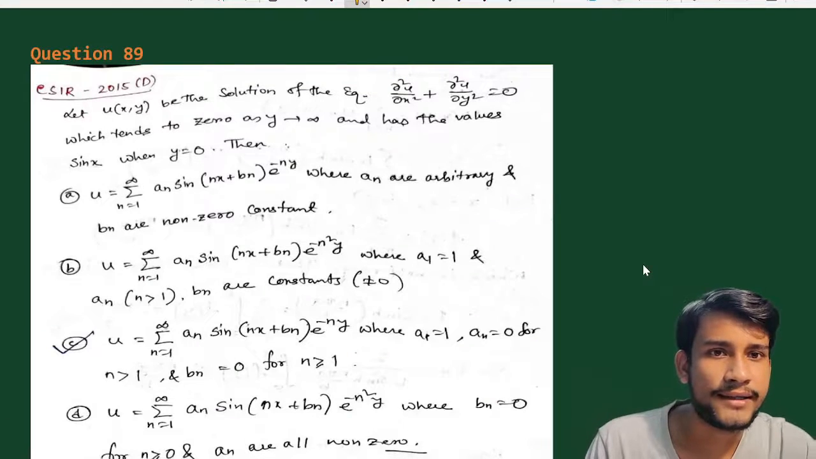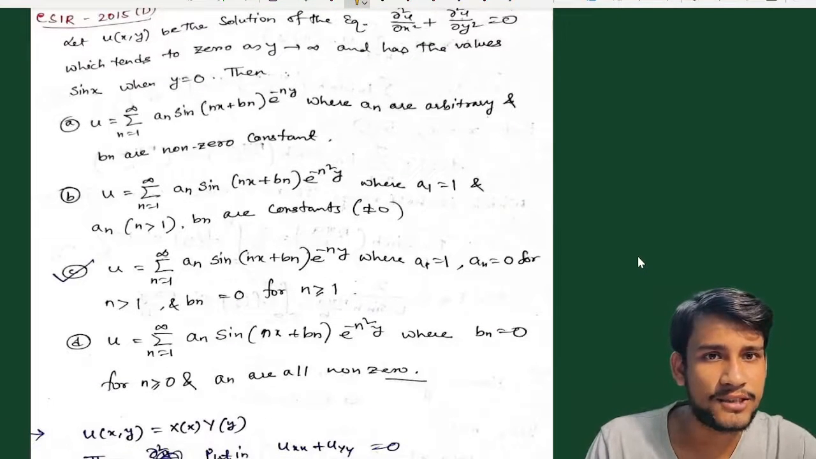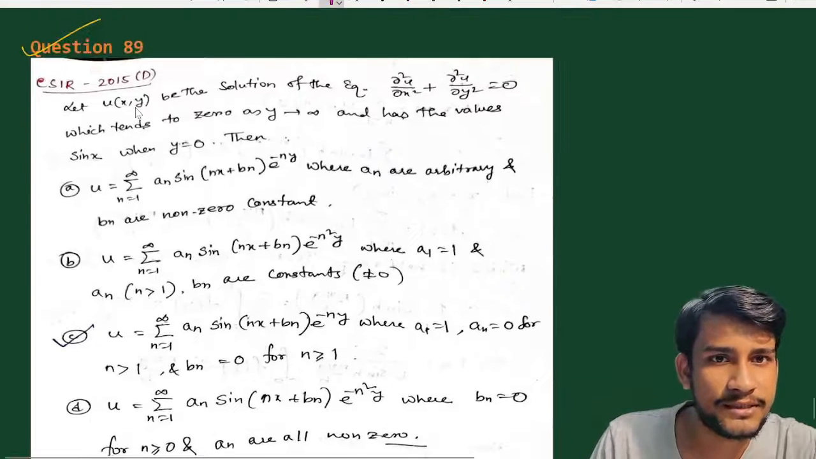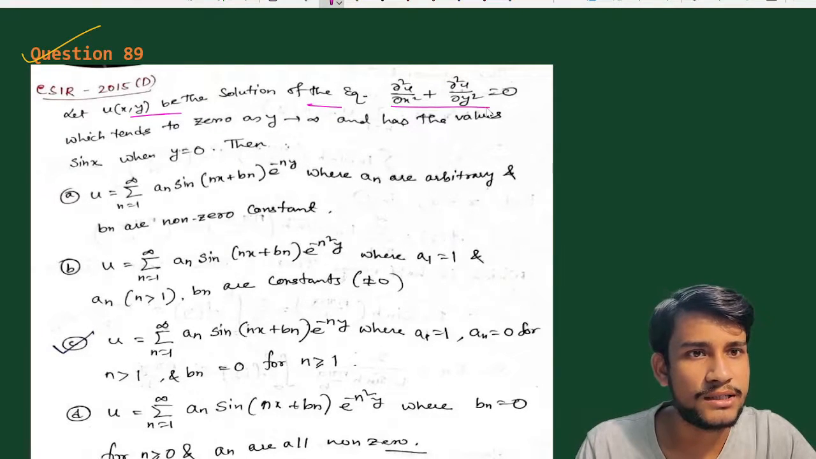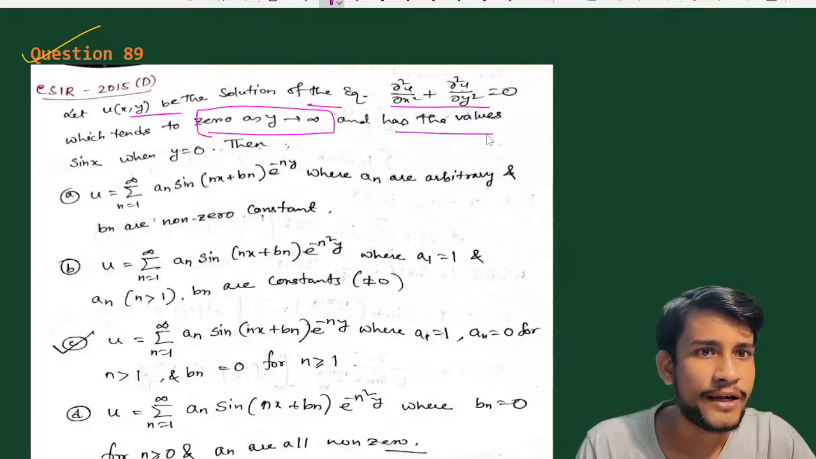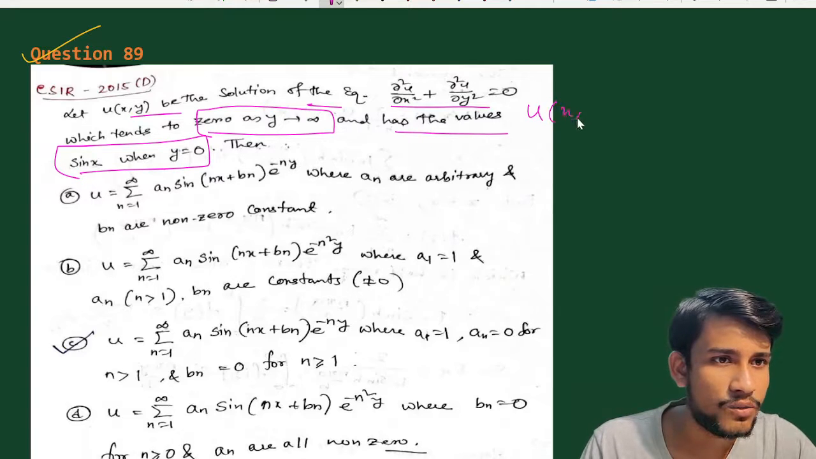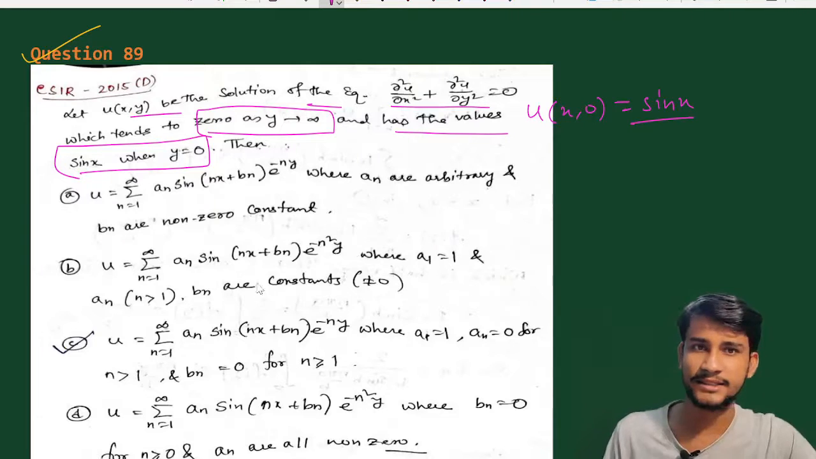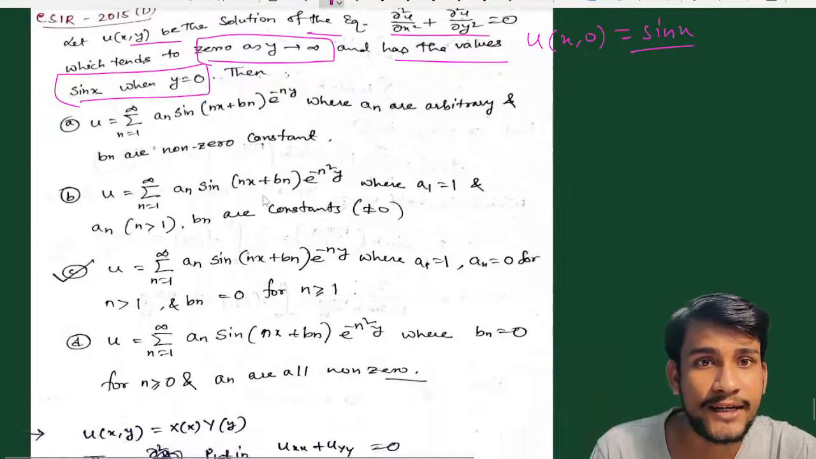Now question number 99. This is another type of question that came in CSIR NET in 2015. So the problem says: let u(x, y) be the solution of the equation, this is the Laplace equation, which tends to 0 as y tends to infinity and has the value sin x at y equal to 0. That means u(x, 0) is equal to sin x. Okay, this is given. Then 4 options are given in summation form with sin nx.